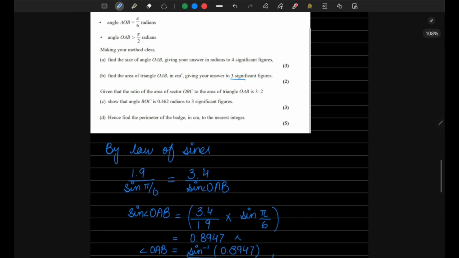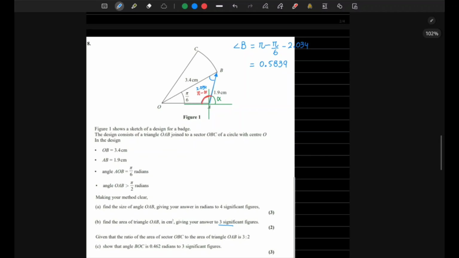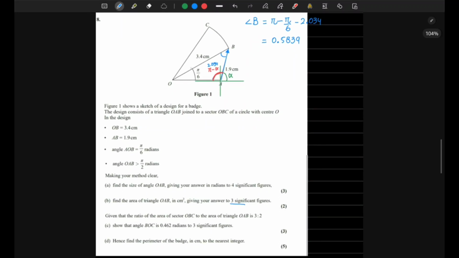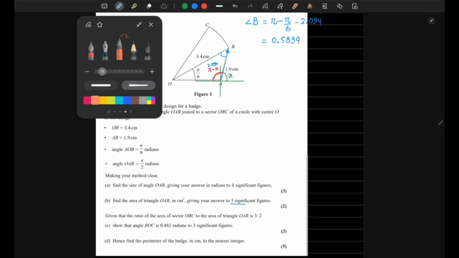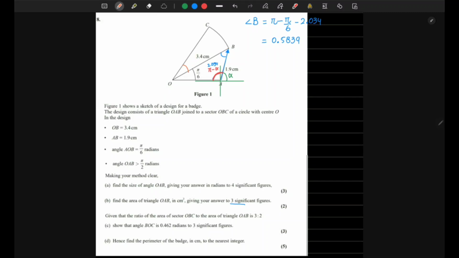Okay, now let's move on to part C. Part C says, given that the ratio of area of the sector to the area of triangle is 3:2, show that the angle BOC is 0.462 radians to 3 significant figures. So they are now asking you to find BOC, this third angle. We need to find out this third angle.